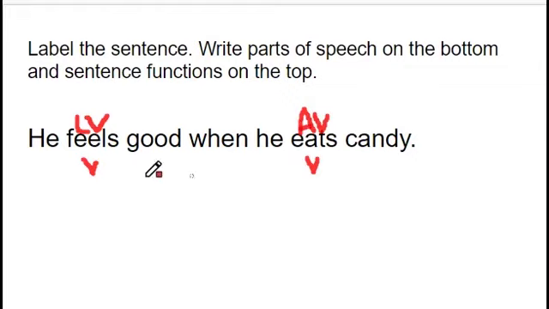Okay, so let's look at our subjects. Who or what feels good? He does. That's a subject. Okay, who or what eats candy? He does. That's a subject. And then we can take a look at the rest here. Okay, he feels good. Well, good is a little adjective describing he, right? And we could label it some different ways, but just go ahead and put your arrow, that'll do. Okay, we got a little adjective there.